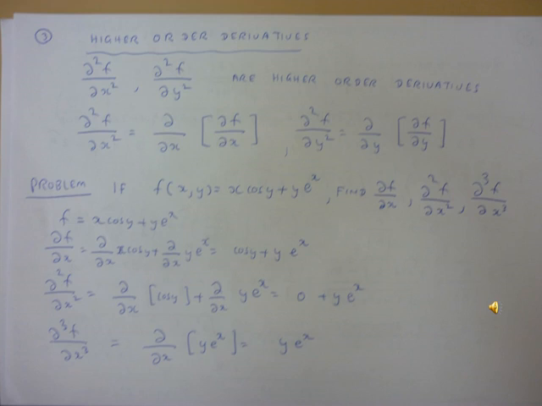And similarly, del 2 f by del x squared equals del by del x of cos y plus del by del x of y e power x.